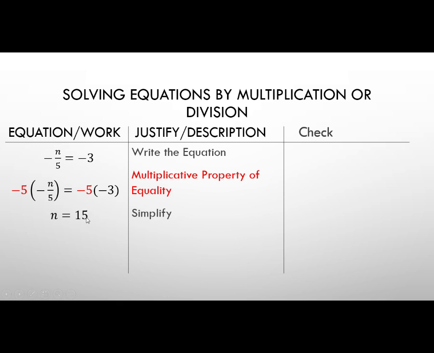Now let's go over to our check. Rewrite the equation. Change the n to a 15. Now my 15 divided by 5 is going to equal a 3. And we bring the negative down. It's still there. So negative 3 equals negative 3. Absolutely true. Therefore, this is the correct answer.